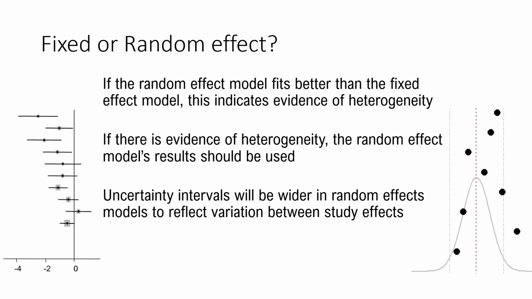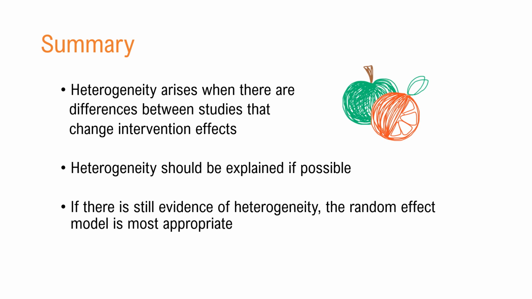If there is no difference in fit between the fixed and random effects models, then this suggests there is little heterogeneity and we prefer the fixed effect model because it gives more precise estimates. Heterogeneity arises when there are differences between the studies in our evidence set that change the intervention effects. It should be explained if possible, and if there is still evidence of heterogeneity, the random effect model is most appropriate.